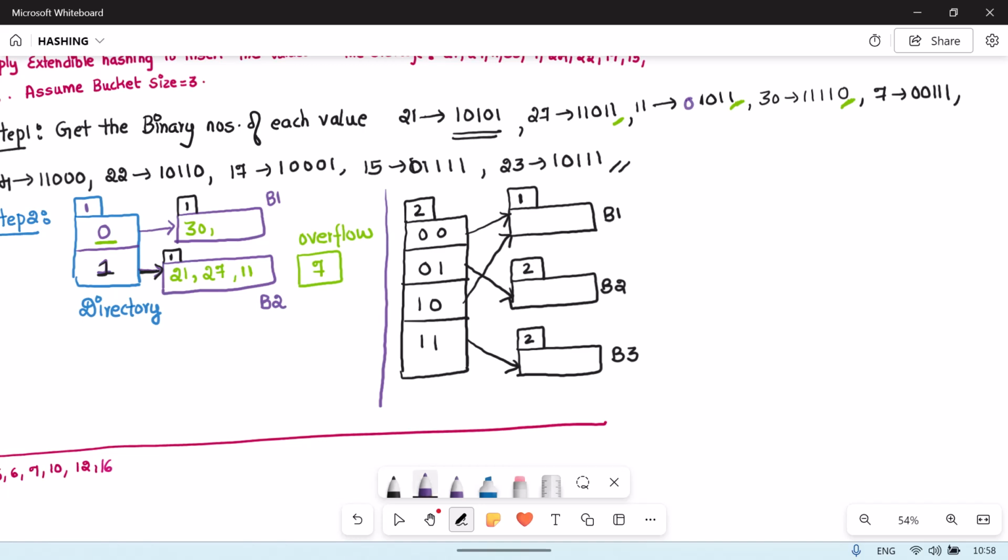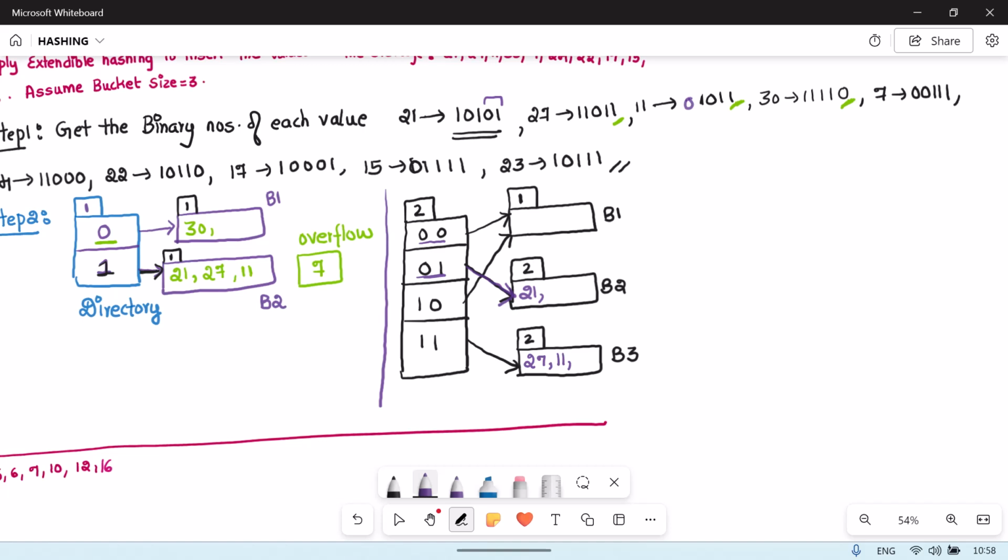So, see, 2 bits you have to consider. Now you have to consider 2 bits. So from 21, I'll consider the last 2 bits. Last 2 bits of 21 is 0, 1. So 0, 1 is here and its bucket is B2. So I'll place 21 over here. Okay, so 27's last 2 bits are 1, 1. So 1, 1 means it will come here. Okay, 11's last 2 bits are 1, 1. So it will come here.